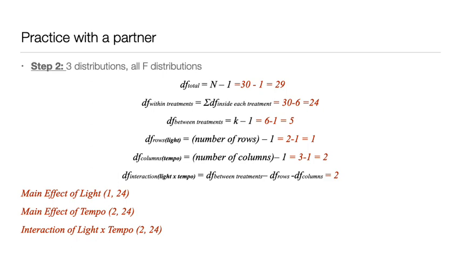For our degrees of freedom light, we have 2 rows. We have either bright light or dim light. So 2 minus 1 gives us 1. For degrees of freedom column, we have 3 columns: tempo, slow, medium, and fast. So we have 3 minus 1 equals 2. And our interaction will just be that degrees of freedom between treatments of 5 minus those 2 new degrees of freedom that we calculated. Because remember, those are in an additive relationship to that degrees of freedom between treatment.